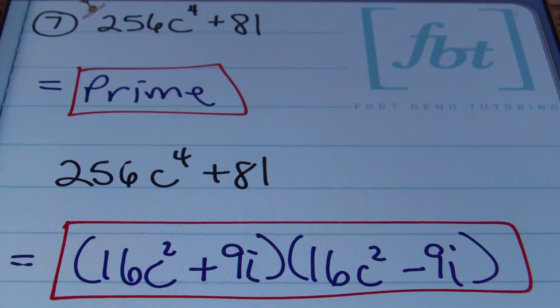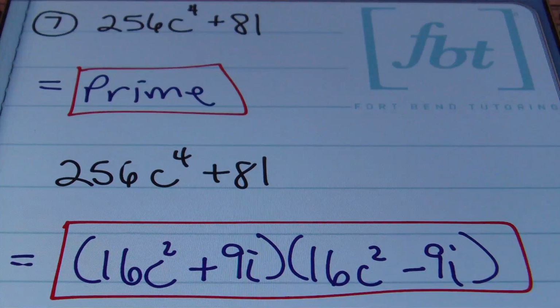If you have this problem in a regular algebra class, the answer is prime. It cannot be factored. Just saying. However, if you're in an AP course, you guys have already covered complex numbers, and you're asked to factor this problem in that course, then yeah, you can end up with this result right here. That was problem number 7.